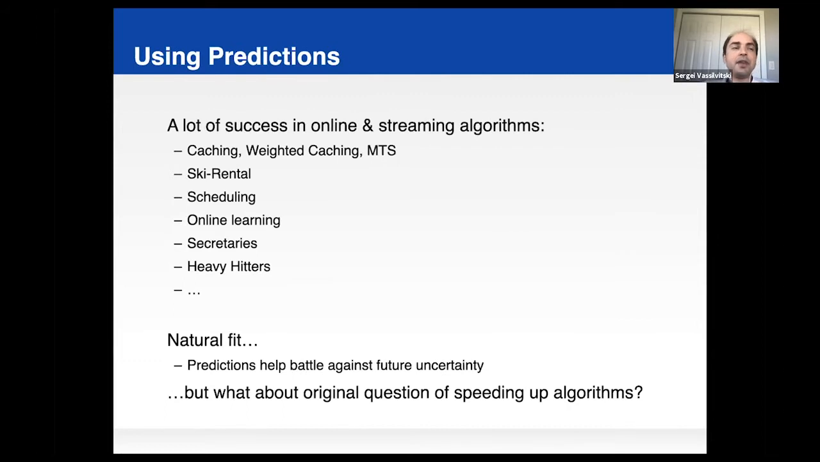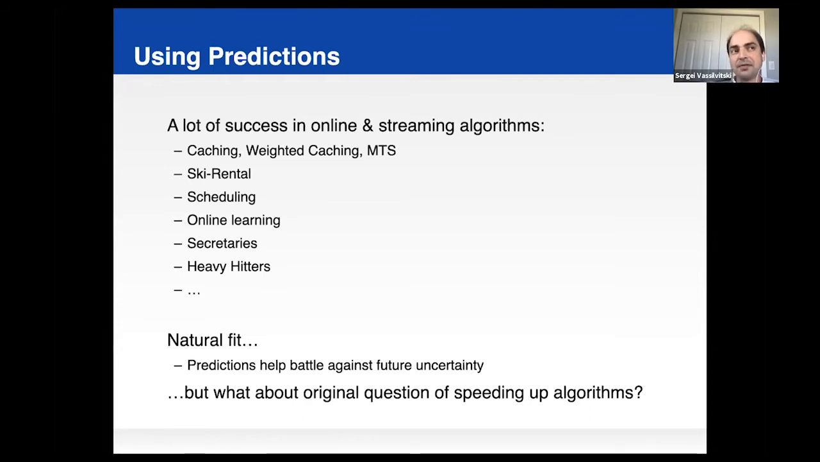This has had a lot of success in theory, especially in applications to online and streaming algorithms. We can talk about caching and predicting which elements to evict, and generalizing that to weighted caching, metrical task systems, et cetera. We can talk about really basic problems like ski rental. We can look at the whole field of scheduling, online learning. We talked about heavy hitters and other stream-based predictions.